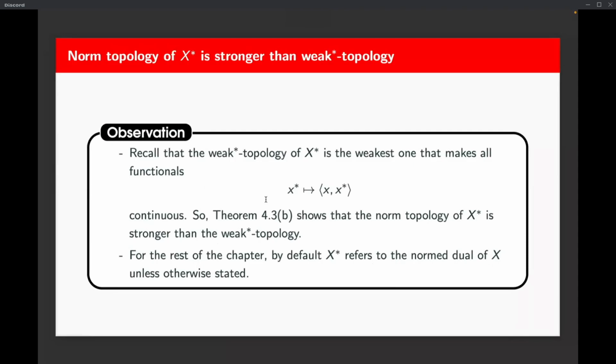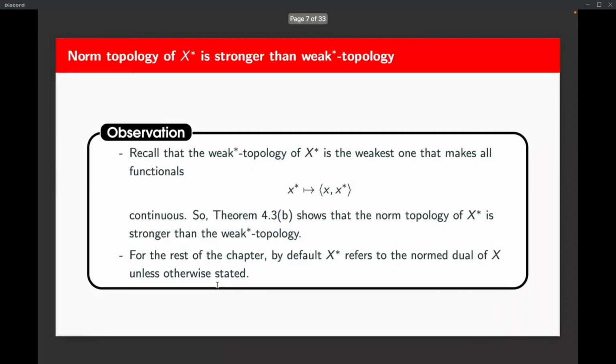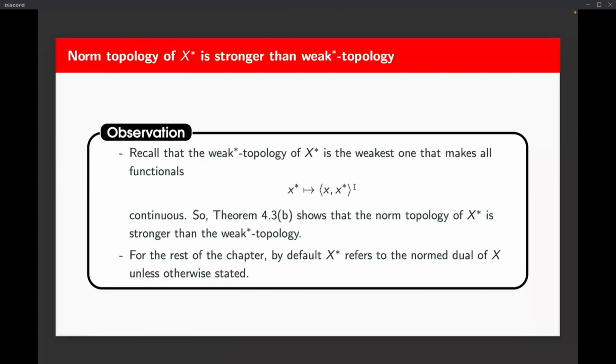So as I was saying, the map that we were just talking about in the last line of part B, this map that goes from the dual space to its evaluation at x. We defined the weak star topology as the minimal topology that makes all of those maps continuous. And of course, we just said that under the operator norm, these maps are also bounded, hence continuous. So that shows that the norm topology is stronger than the weak star topology.